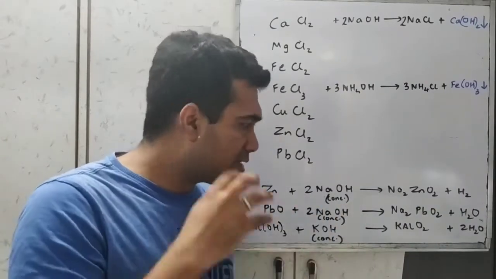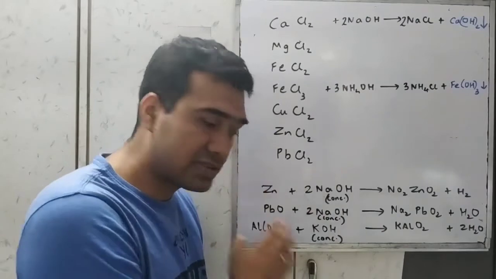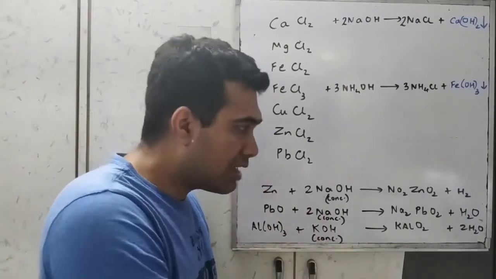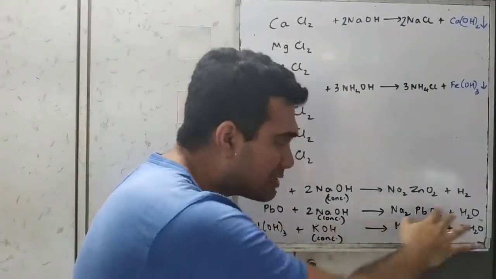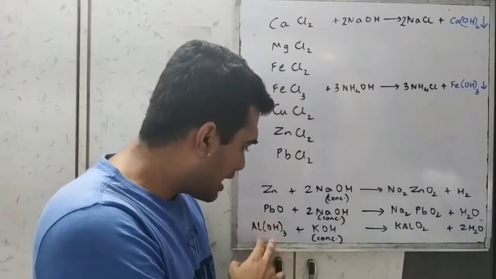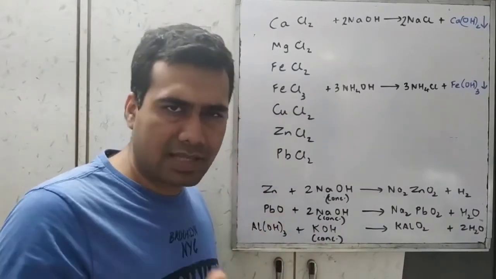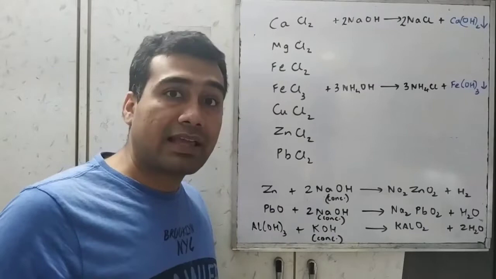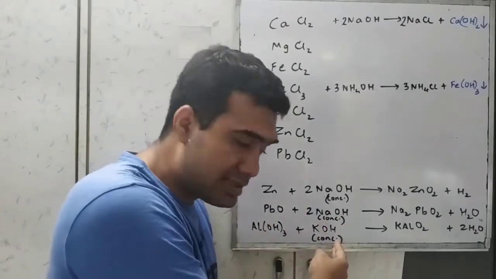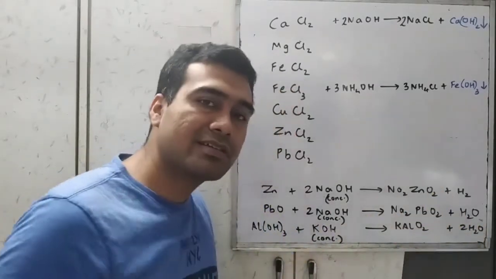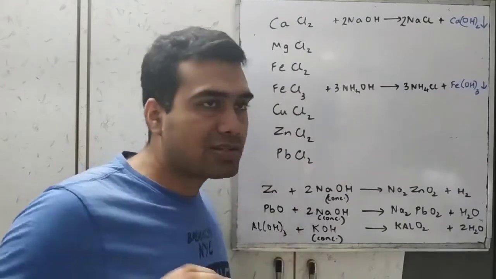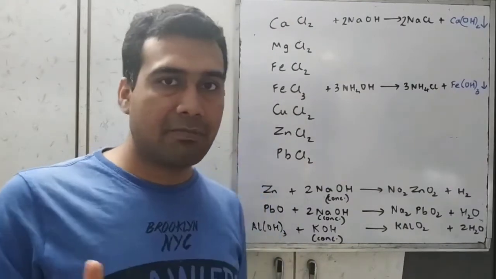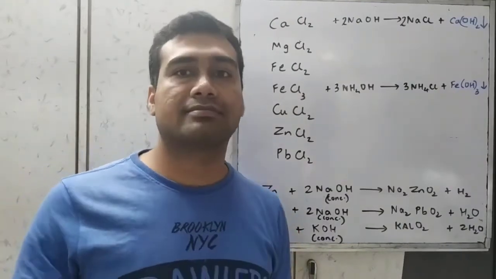Similarly, if you look at the reactions of their respective oxides and hydroxides with the alkalis, again you get salt plus water. So it's like a neutralization reaction where these oxides and hydroxides of lead, zinc and aluminium act like an acid and they react with the base to form salt and water only. Otherwise, usually metallic oxides and hydroxides are basic in nature, but these are amphoteric.